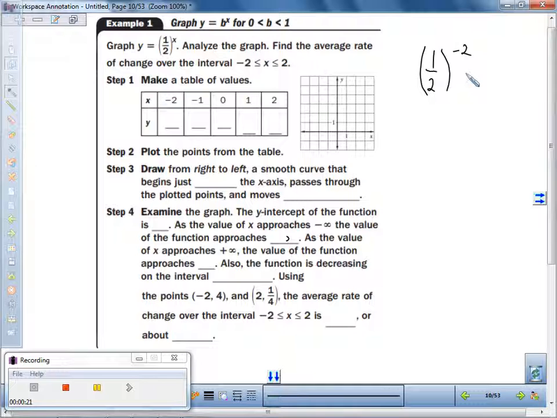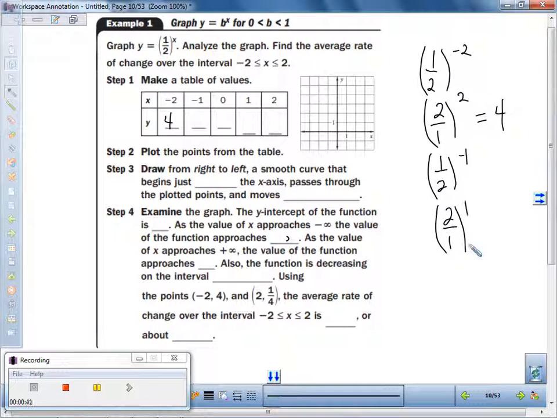-2 for x, since I have a negative exponent here, I'm going to end up flipping this so that we get 2 over 1 squared, so we end up with 4. Okay, and I'm going to do the same thing for the -1. So if I have 1/2 to the -1, if I flip this, I end up with 2 over 1 to the first power, so I end up with 2.